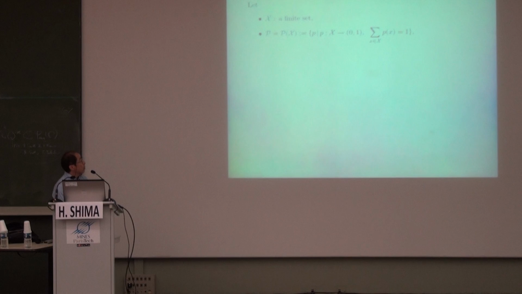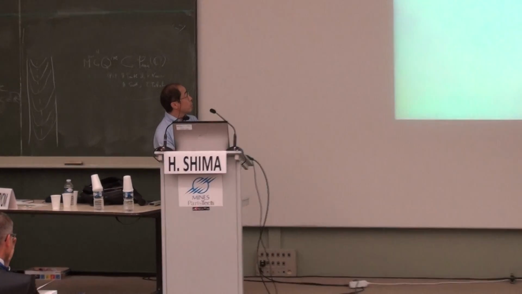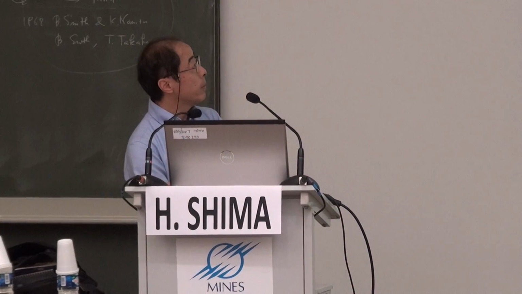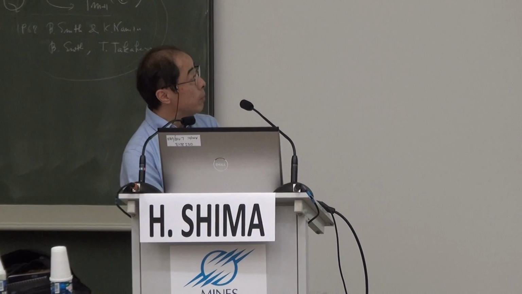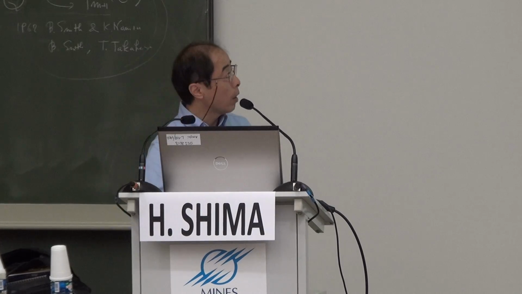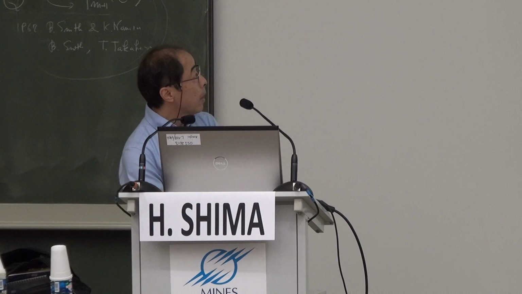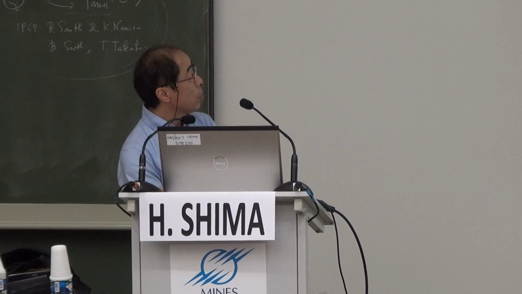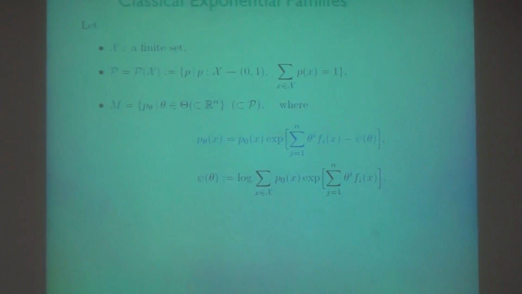Let me begin with a quick review of classical information geometry and exponential families. Let X be a finite set which represents a sample space, and let script P denote the totality of probability distributions p which take values strictly between 0 and 1 and sum to 1. Now, suppose that some manifold M of this total space is given with a coordinate system theta, for which the element p_theta is represented in this form.